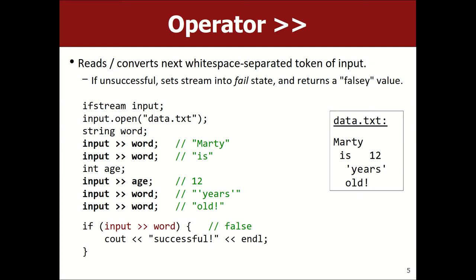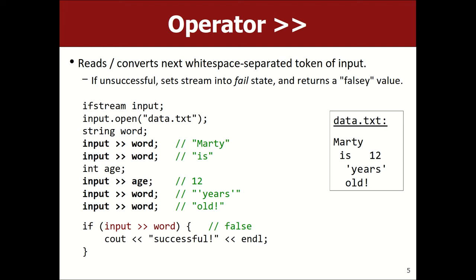And then I keep reading some more tokens. You'll notice when I do the second to last one, it actually reads in the apostrophes, because they're part of the non-white space content of that token. So that's a way that you can read the words. One other interesting thing is the overall operation of reading from a stream into a variable. That whole expression turns into a value that you can use as a Boolean, so you can use it as an if test or a while test.